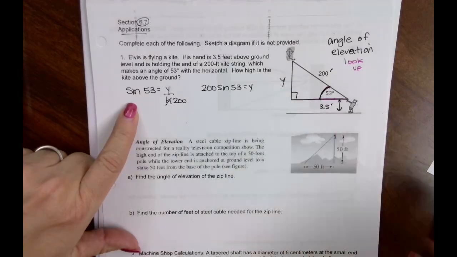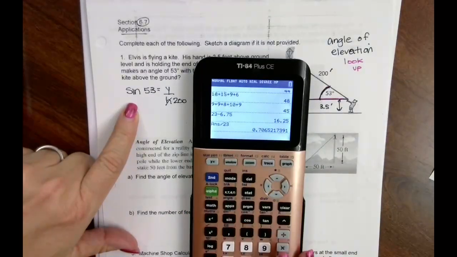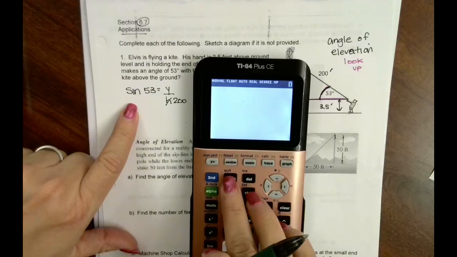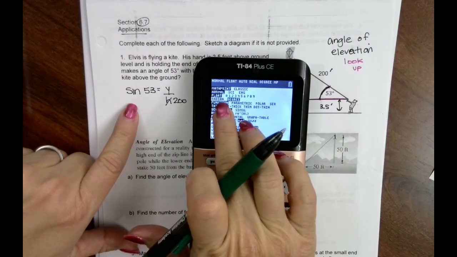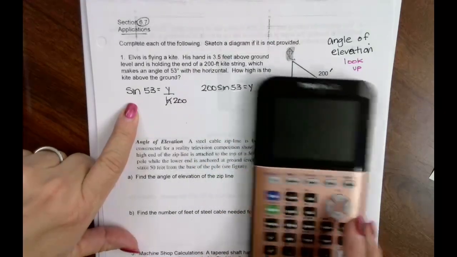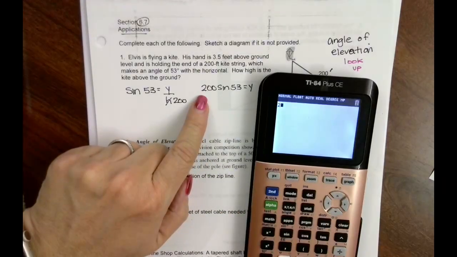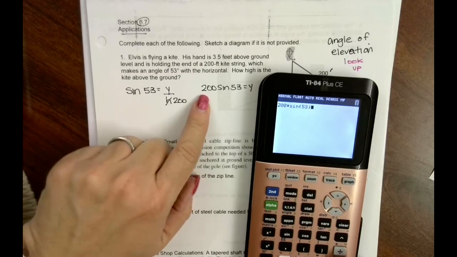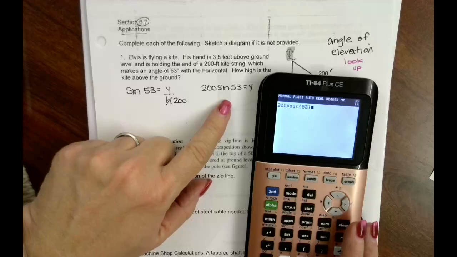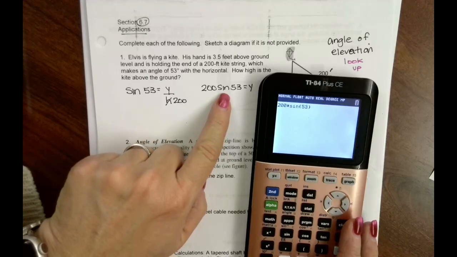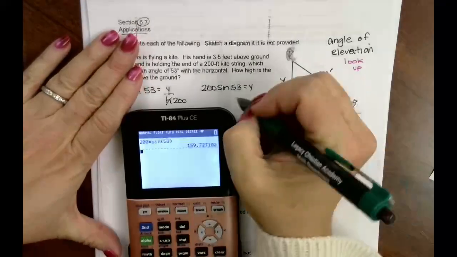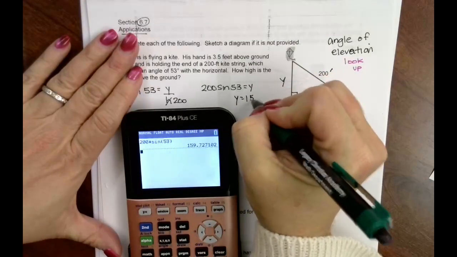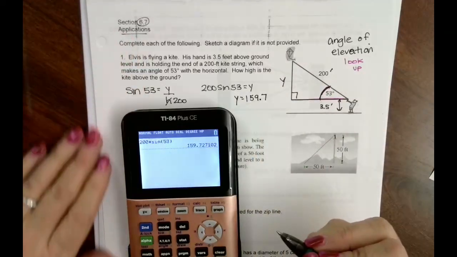Now, this is in degrees, so we have to make sure that our calculators are still in degrees. So go into mode, and then go down here and make sure it says degree and not radian. Okay, super important. So now when I plug this in, I'm just going to say 200 times sine of 53. Technically I don't even have to close my parentheses on that. I would if I did sine 53 times 200. Now I'll show you what that looks like. So what I get here is y equals 159.7. I'm just going to round to the tenths place.